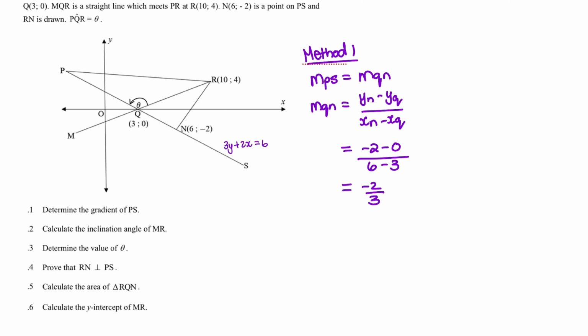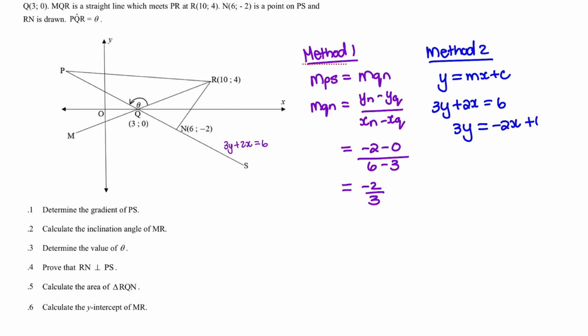The second method is one that I prefer because it's a little bit simpler. We need to rewrite the equation in the form of y is equal to mx plus c. And we are given that 3y plus 2x is equal to 6. And this represents the line PS. So what I can do first is move the 2x to the right hand side and that becomes -2x. Then I would divide everywhere by 3. So I have -2 over 3 x plus 6 divided by 3, which is 2. And we know that m represents the gradient. And the gradient in this equation is -2 over 3.